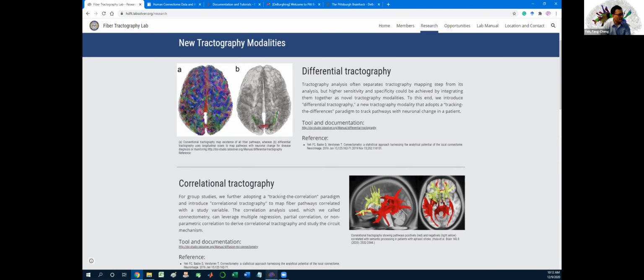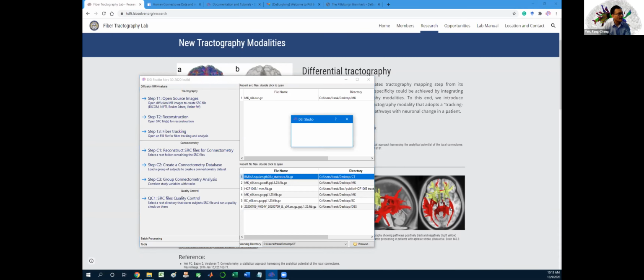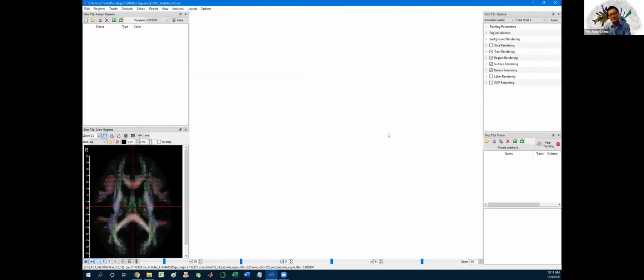To give you a flavor of it, I also have data that we used in the past. This is the data from Tim's lab, 60 subjects.